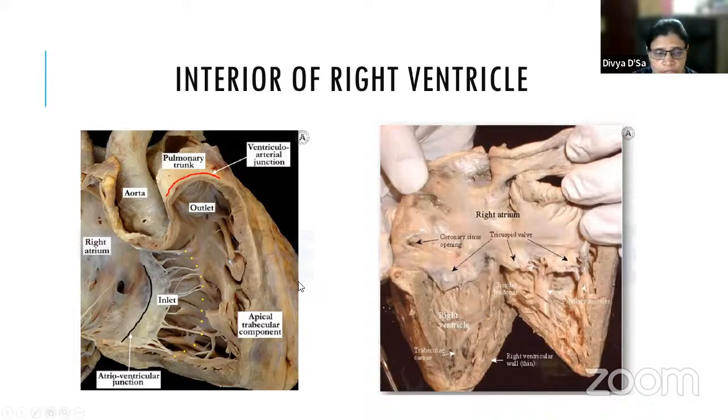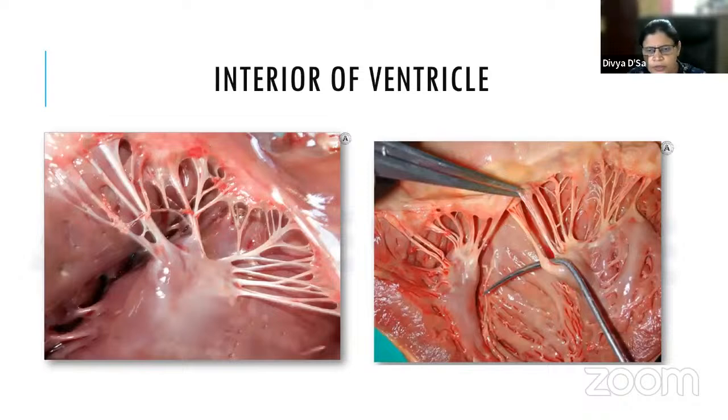So in this rough part, what are the features we see? We see the chordae tendineae. We see the papillary muscles. And then we see the trabeculae carneae. These trabeculae carneae will be of three kinds: bridges, ridges, and papillary muscles. So this is what I said by papillary muscles, and this one is the chordae tendineae.